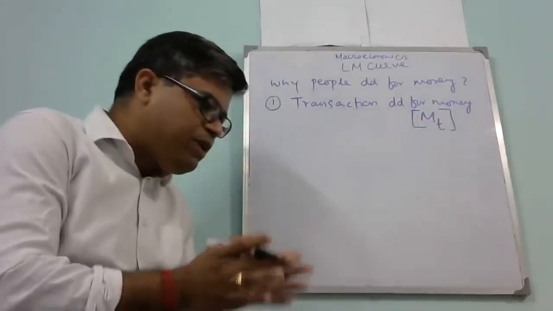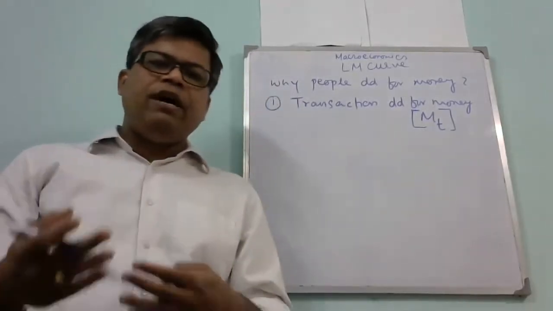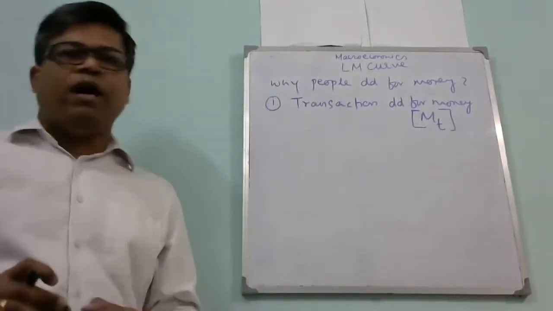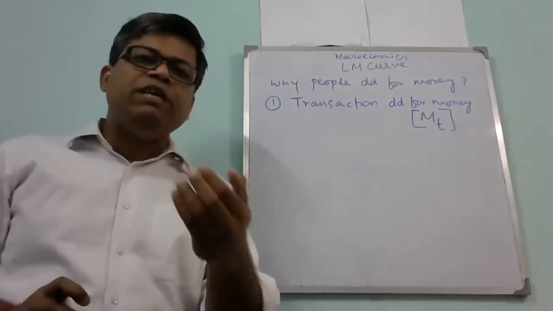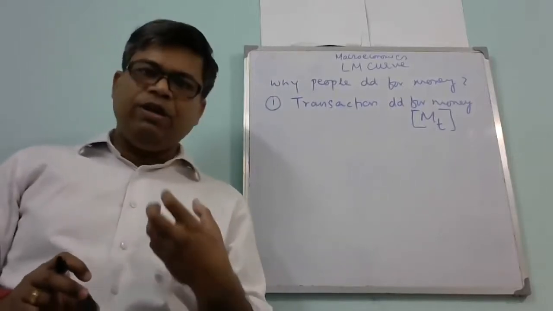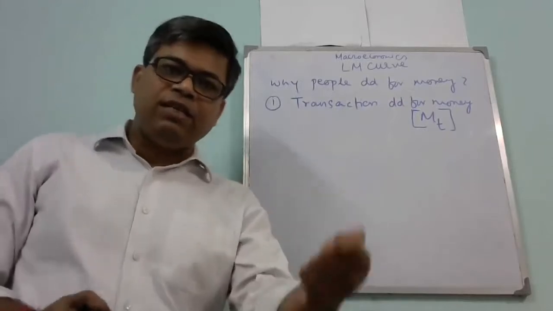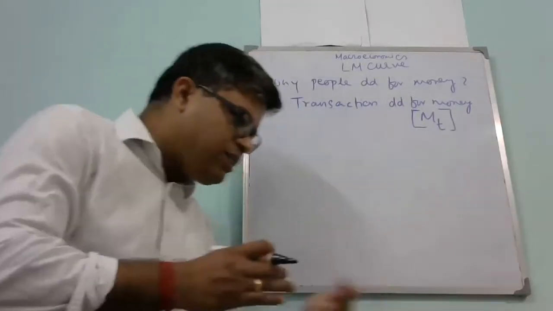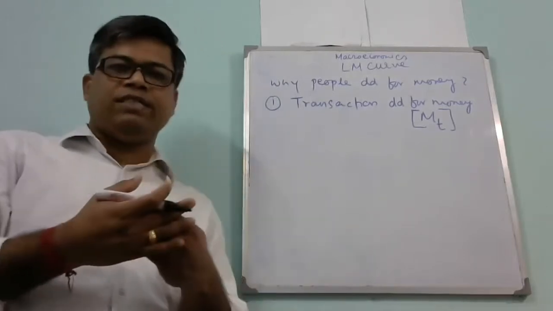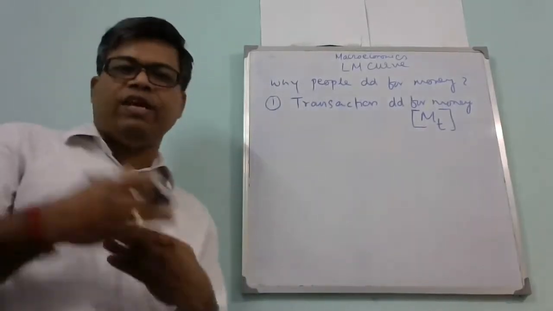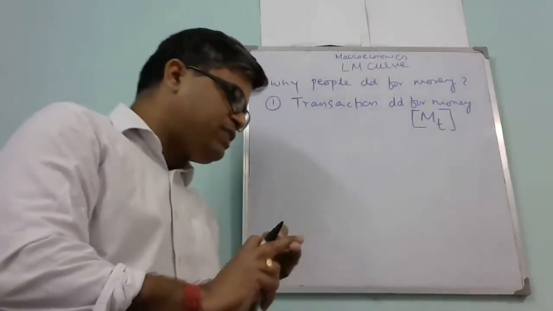The transaction demand for money is basically for our day to day consumption purposes. Suppose you want to buy a piece of bread or chocolate or toothpaste. For that you require money. You require cash for transaction purposes. If you have to give the cash, then you will get it. So for any transaction purpose, for purchasing or buying anything, either goods or services, people require money. So this is the first reason.